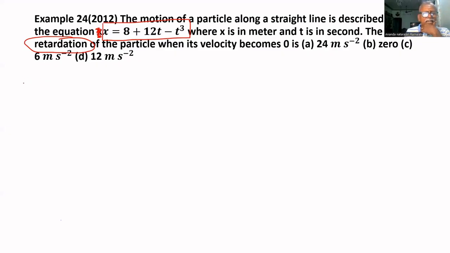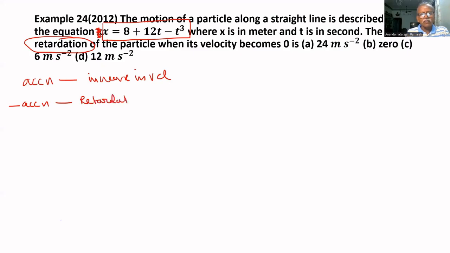Retardation. What is acceleration? Acceleration means increase in velocity. Retardation is also acceleration, negative acceleration, minus acceleration. We can say it like that, or we can call it retardation. Retardation means decrease in velocity. So retardation is also negative acceleration.